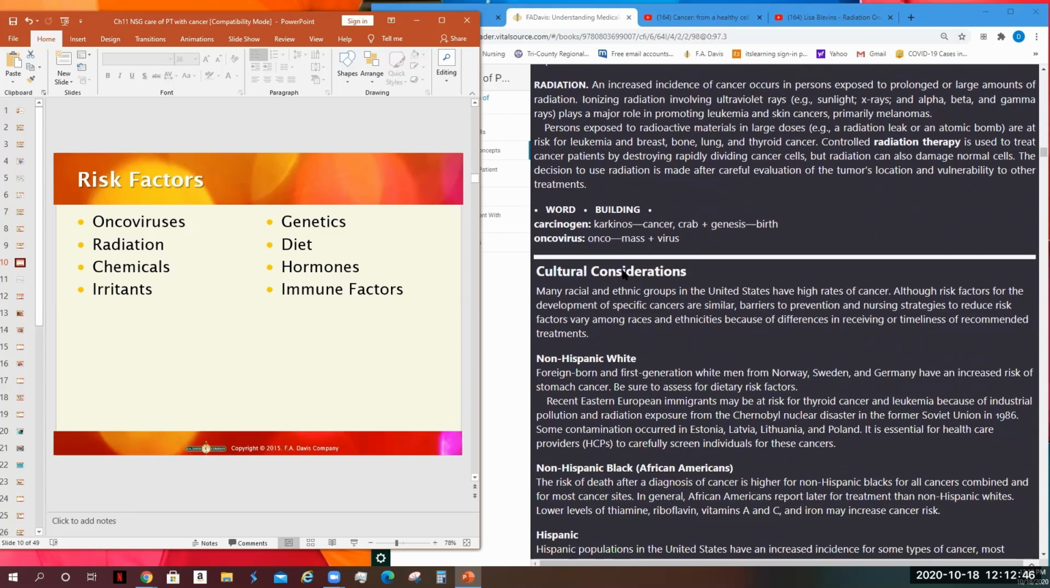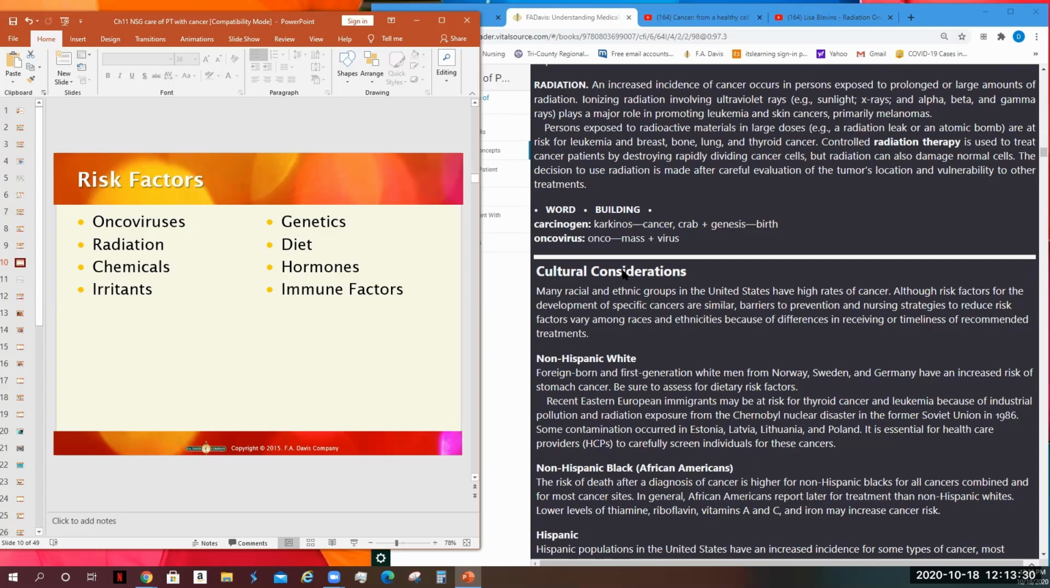Radiation. An increasing incidence of cancer occurs in persons exposed to prolonged or large amounts of radiation. Ionizing radiation involving ultraviolet rays, e.g., sunlight, X-rays, alpha, beta, and gamma rays, plays a role in promoting leukemia and skin cancers, primarily melanomas. Persons exposed to radioactive materials in large doses, e.g., a radiation leak or an atomic bomb, are at risk for leukemia and breast, bone, lung, and thyroid cancer.